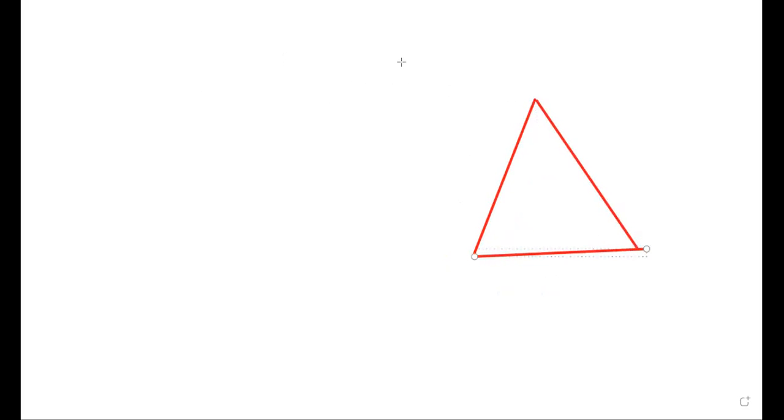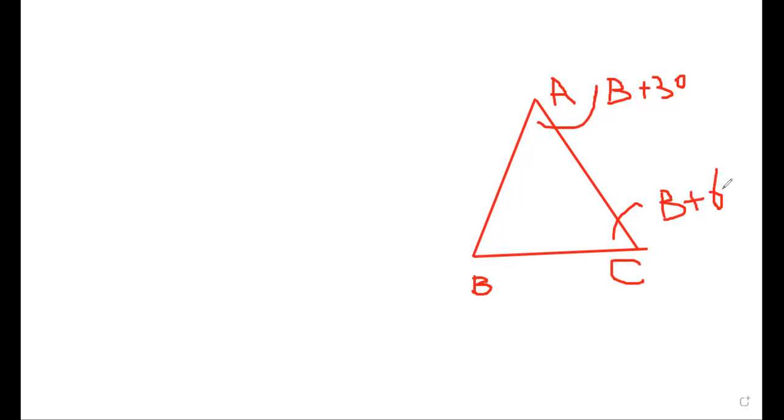Question number 21. Okay, so we have angle A, this is A, and this is B, this is C. He said that measure of angle A equal measure of angle B plus 30. And he said measure of angle C equal B plus 60. Right? Then how can we solve this question?